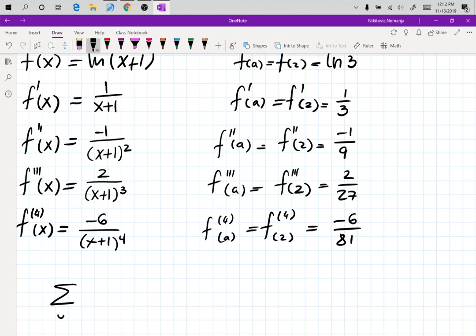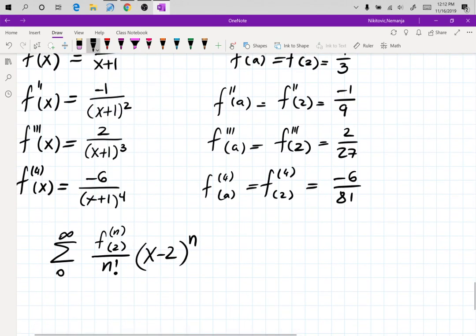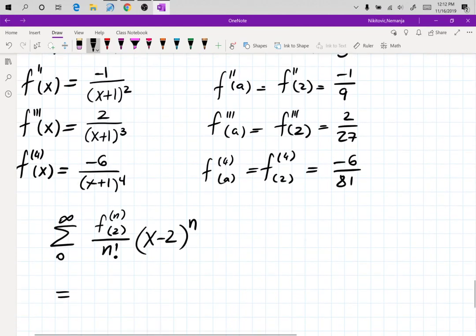So summation 0 to infinity of my nth derivative computed at 2 divided by n factorial times x minus 2 to the n. Maybe you didn't put minus 2, I don't know. Check that out. Let's go. The 0th term, I have ln 3, so ln 3.